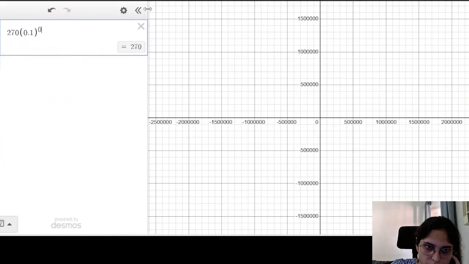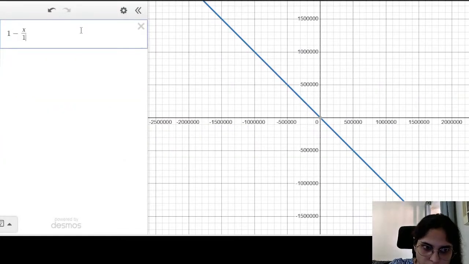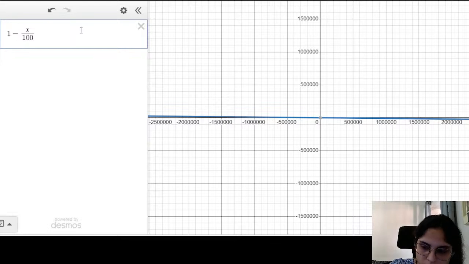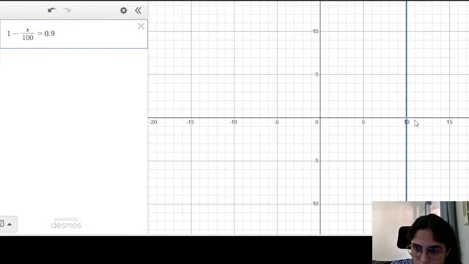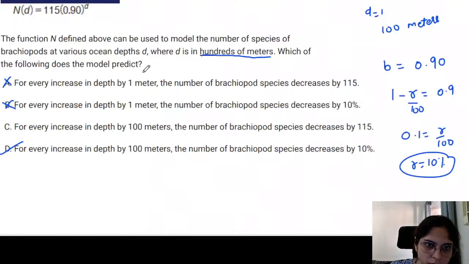Or you can put this equation in Desmos as well. 1 minus x over 100 is equal to 0.9. Then you press home. Your answer is 10%. Got it? 100 minus 90 is 10%. So it is decreasing by 10%.